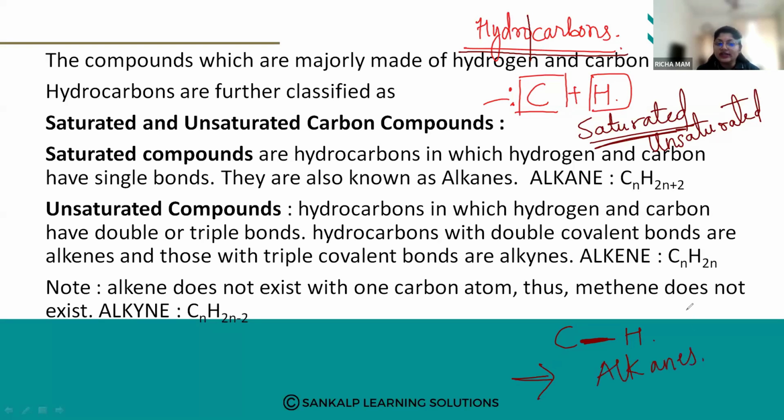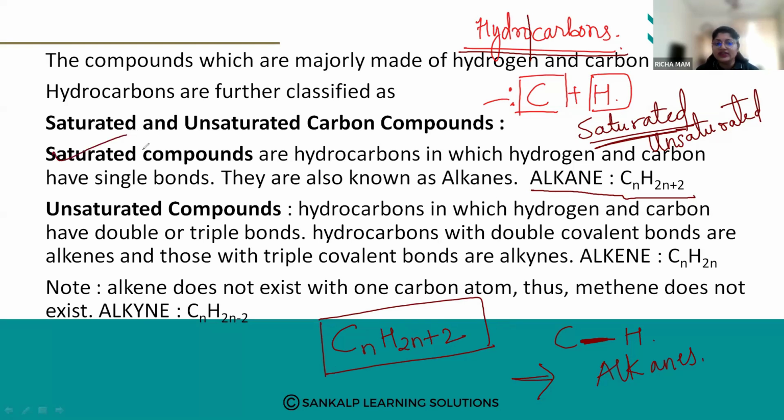So saturated compounds are the class of hydrocarbons in which hydrogen and carbon have single bonds, and these are known as the alkanes. So what is the general formula? Very important, please note it down. What is the general formula for alkanes? It is CnH2n+2. Please note it down.